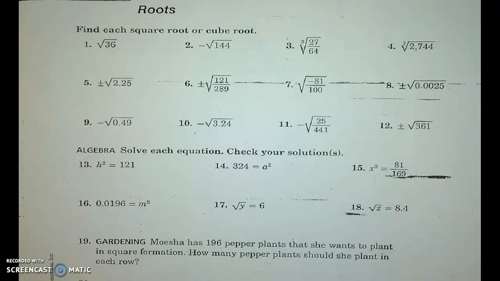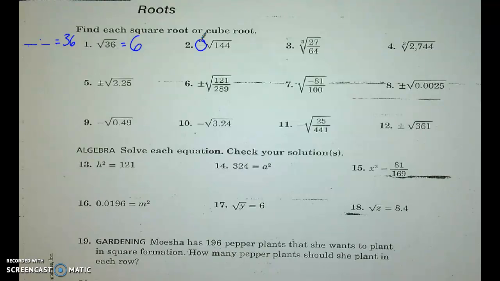So looking at number 1, square root of 36. Remember, for square root of 36, we need to find out what times what equals 36. We want those to both be the same number. So I know that 6 times 6 equals 36, so our answer is 6. Number 2, be careful, there's that negative on the outside, so it's going to be on your answer too.